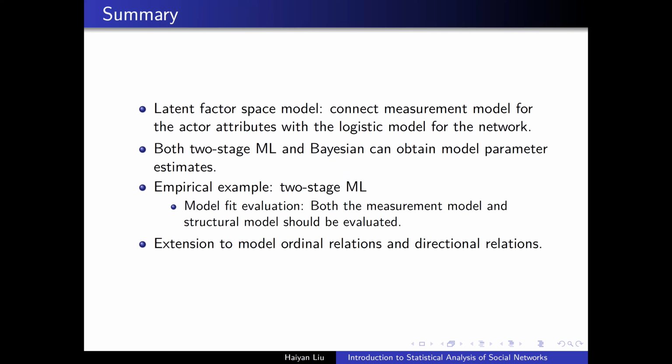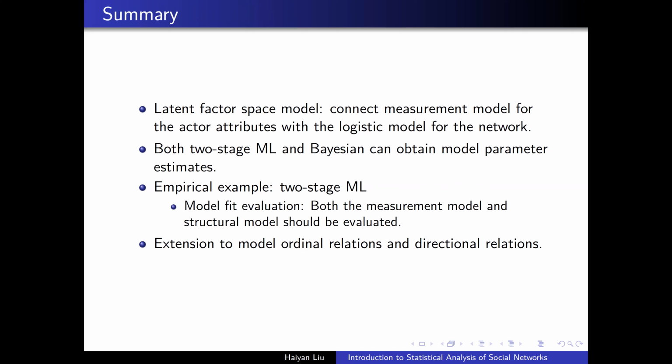In this part, we talked about the latent factor space model, which is a model connecting a measurement model for the actor attributes with the logistic model for networks. We could estimate this model using both two-stage maximum likelihood and Bayesian approaches. In the current workshop, we introduce how to use the Bayesian approach step by step. We also developed Bayesian procedures to estimate this model.